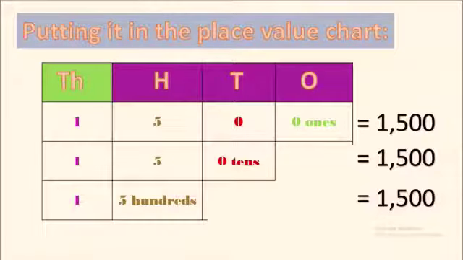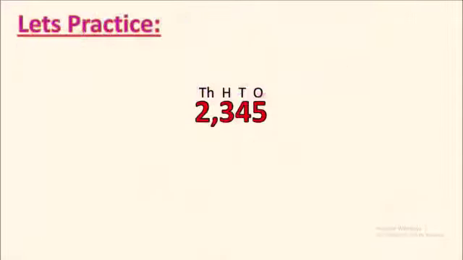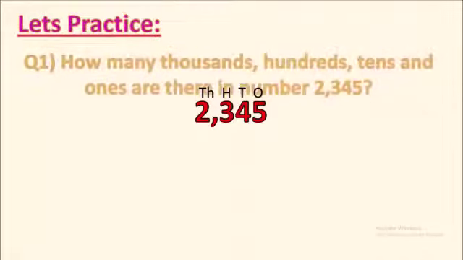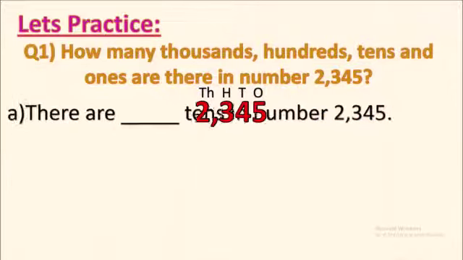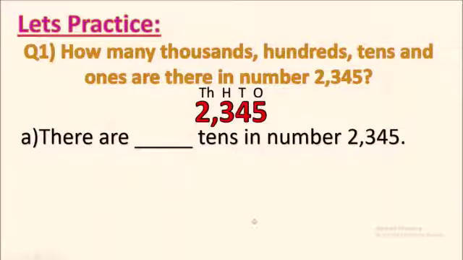Now, is it clear, my children? Let's practice. How many thousands, hundreds, tens and ones are there in number 2345? Let's check the A bit. There are dash tens in number 2345. You can see the number 2345, and on top of it I have written the place values. 2 at the thousand place, 3 at the hundreds place, and 4 at the tens place, and 5 at the ones place. So how many tens?